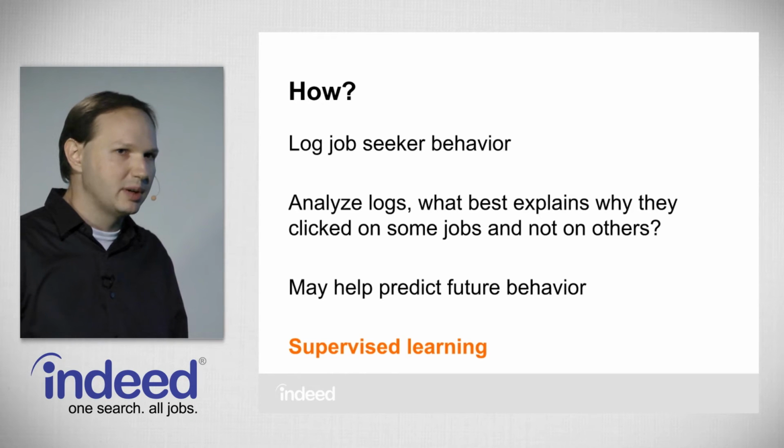This process is very common in machine learning. It's called a supervised learning problem. In this case, the job seekers are supervising our machines. They're telling it, these are the good things you showed me, these are the bad things you showed me, by not clicking on them. And the machines are just going to learn from this information. And we get tons of this information every single day.